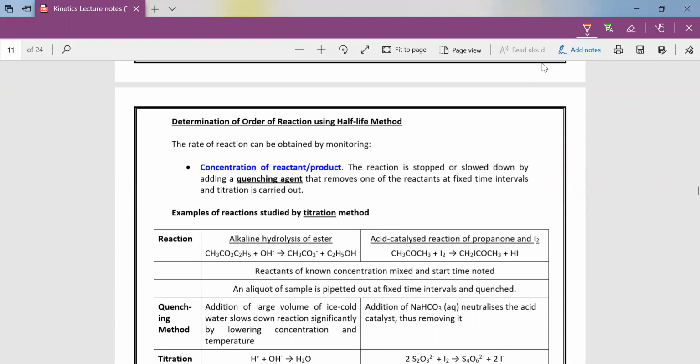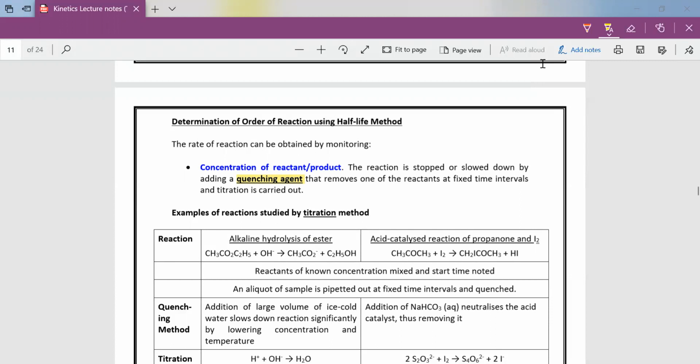So this rate of reaction, we can obtain it by monitoring the concentration of either a reactant or a product. But first we have to stop the reaction or slow it down drastically by adding a quenching agent. What does the quenching agent normally do? It removes one of the reactants at a particular fixed time interval, and then we can carry out titration.